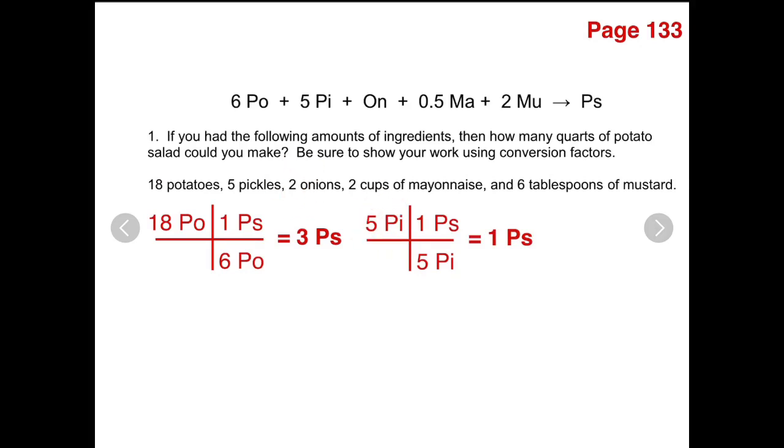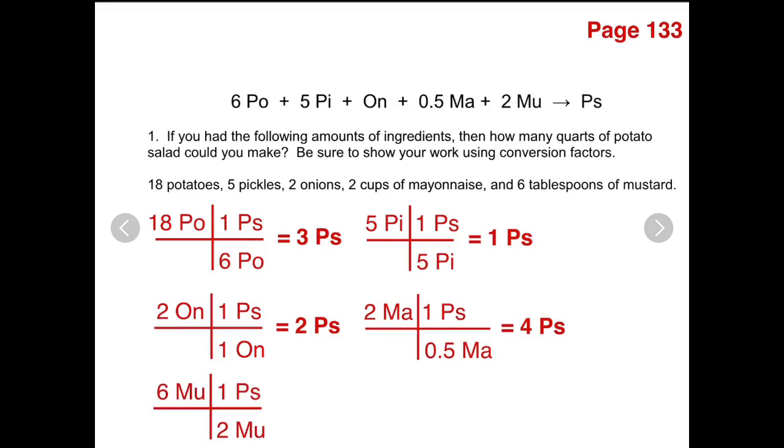Do the same thing for the onion as well. You have 2 onions, and it requires only 1 per potato salad. So per the recipe, if you have 2 onions, you should be able to make 2 potato salad, right? Continue doing this with mayonnaise, and also with mustard as well. So these are the numbers of potato salad from the calculations. But which one exactly should be our final answer, right? Which one exactly could we make?